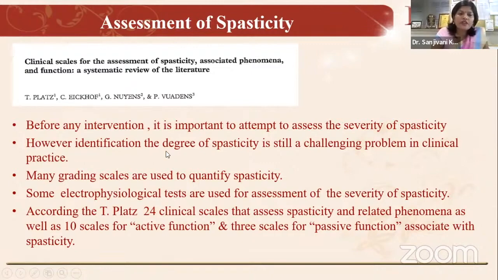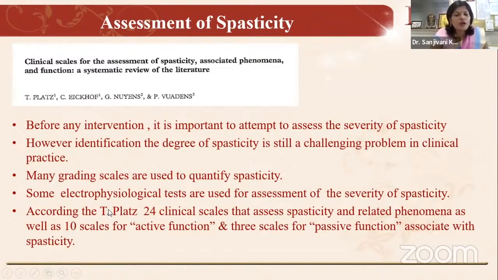Then how we identify the degree of spasticity is still a challenging problem in clinical practice, because we have some scales which we use in the clinical scenario, moreover the modified Ashworth scale, which we usually use to assess spasticity. So many grading scales are used to quantify spasticity. Some electrophysiological tests are used to assess the severity of spasticity.